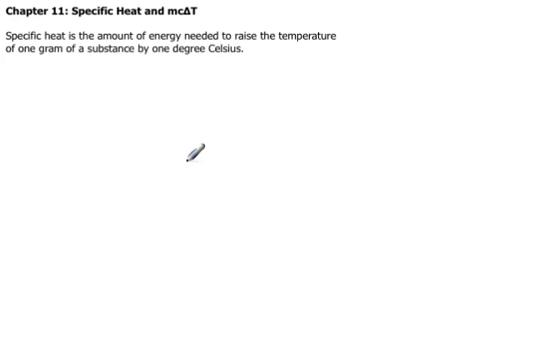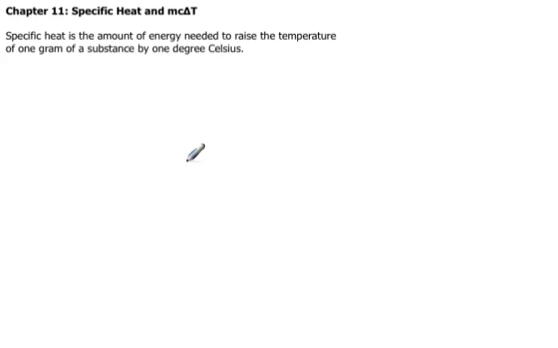This video is going to be about specific heat and an equation called mc delta T. Specific heat is the amount of energy needed to raise the temperature of 1 gram of a substance by 1 degree Celsius. And as you probably know from your own experience, different things heat up easier than others.